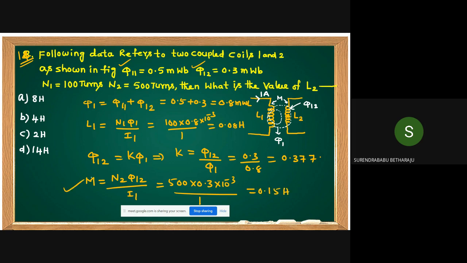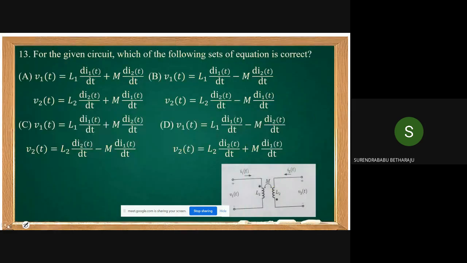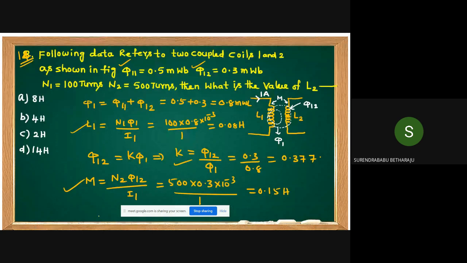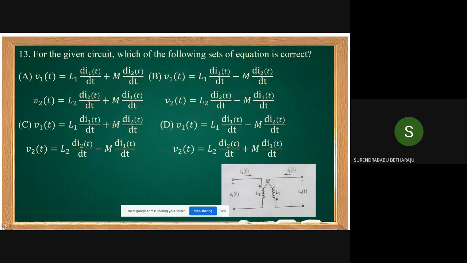Once I know the M value, K value, and L1 value, I want to find the L2. What is the formula for M? M equal to K into square root of L1 into L2. Then solve for L2. You substitute the L1 value, M also you know, K also I calculated. We can get L2 equal to 2 Henry. Option C is correct. Clear? Like this you can proceed. See the one more question.